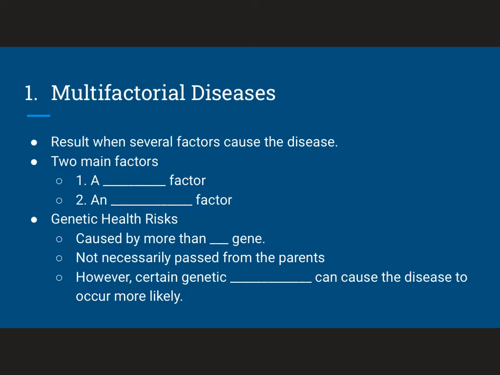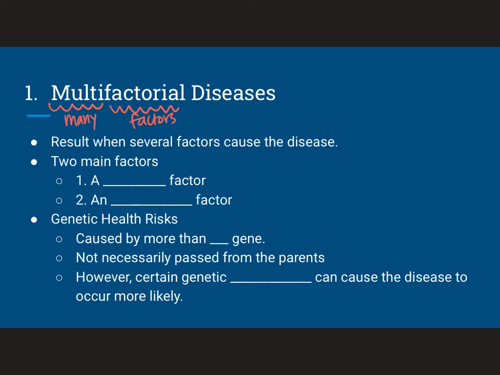As you can see, our first one has a title of multifactorial diseases. Multi meaning many, and then factorial would be factors. So basically, the diseases that we're going to look into are happening because of many different factors and reasons that we may or may not know. So like I said, they result when several factors cause a disease, but we do have two main factors that would affect the person to have multifactorial diseases.